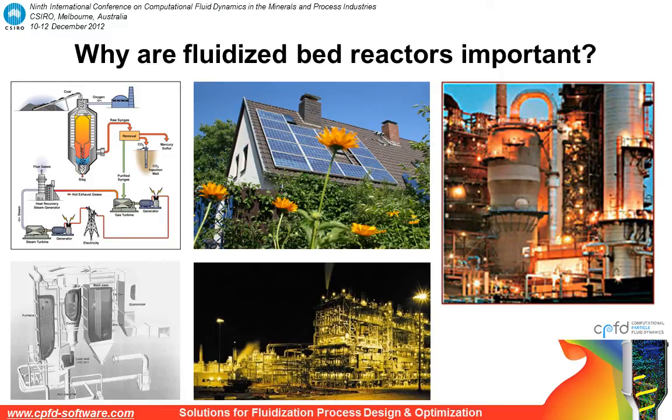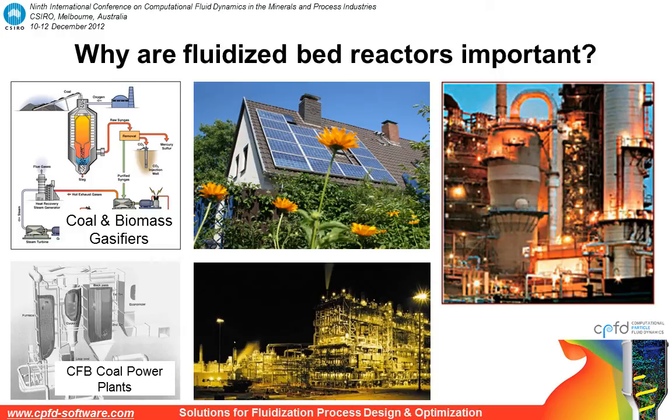Why are fluidized bed reactors important? Fluidized bed reactors are used in a very wide range of industries, but they all have one thing in common. They ultimately impact the environment around us. Fluidized beds are used in coal and biomass gasifiers, which are devices designed to help us utilize coal in a cleaner, more efficient way. They're also used in circulating fluidized bed coal power plants. These are much larger scale power plants that are much cleaner than the typical coal power plants of the past and are able to achieve much higher thermal efficiencies.